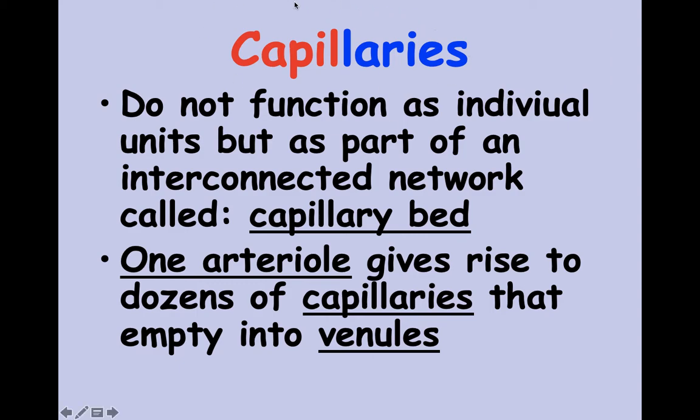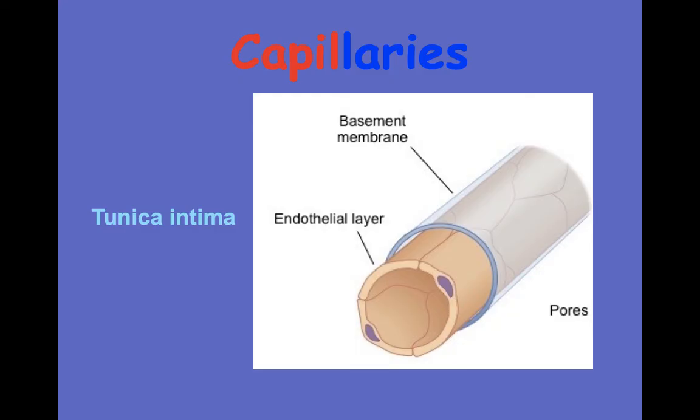There are no named capillaries in our body. They're so tiny. You cannot see them with the naked eye. In fact, let me show you what one looks like. They are only one cell thick. They only have this tunica intima only. They don't really have anything else. So this is just epithelial tissue.